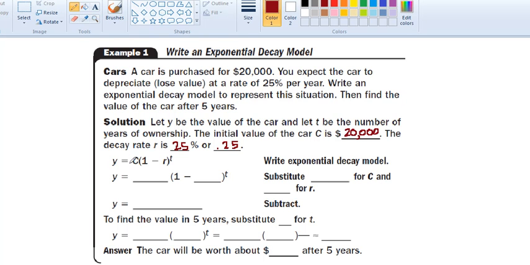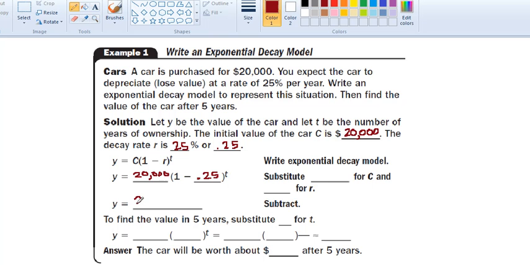Our formula looks like this. That y value is going to be C times this stuff right here, (1 minus r) raised to the t power. And I'm going to say this again: t only applies to the 1 minus r. So let's put the 20,000 right here. That's where we're starting. And we're going to take 1 minus 0.25 raised to the t. So we've done the substitution here. You don't have to write the stuff over here. We've done the substitution on this side.